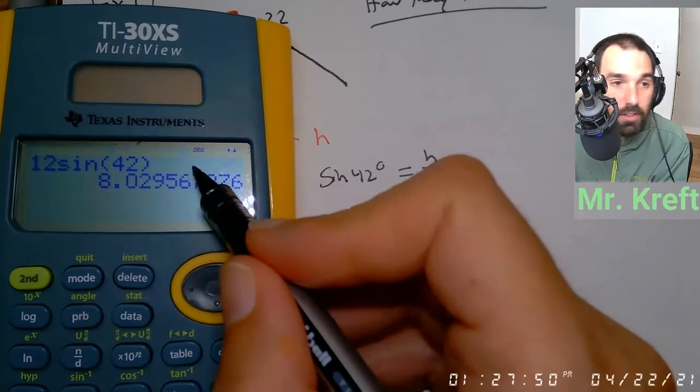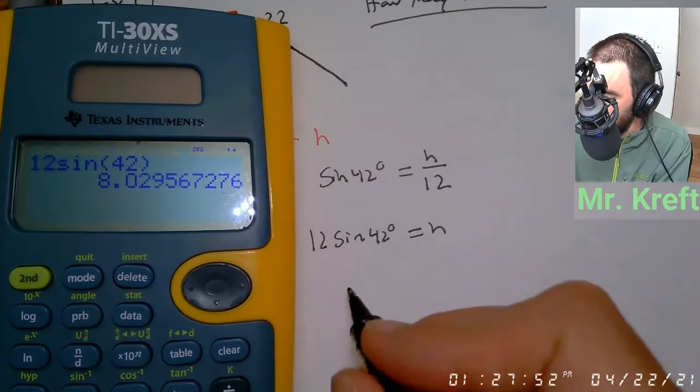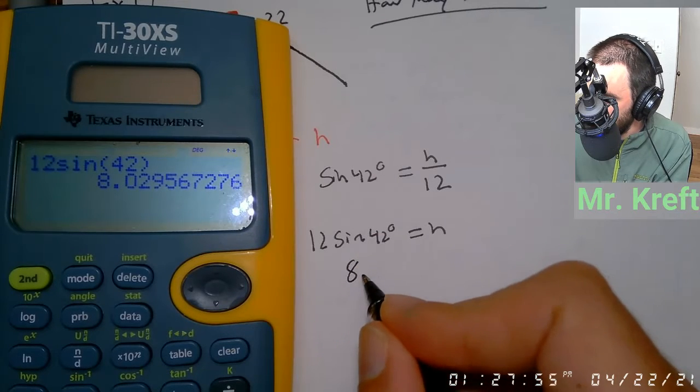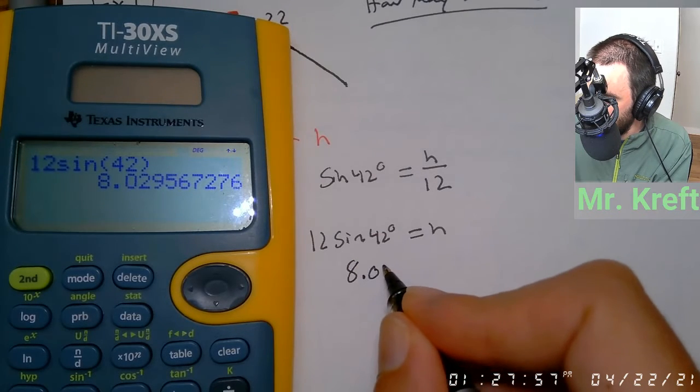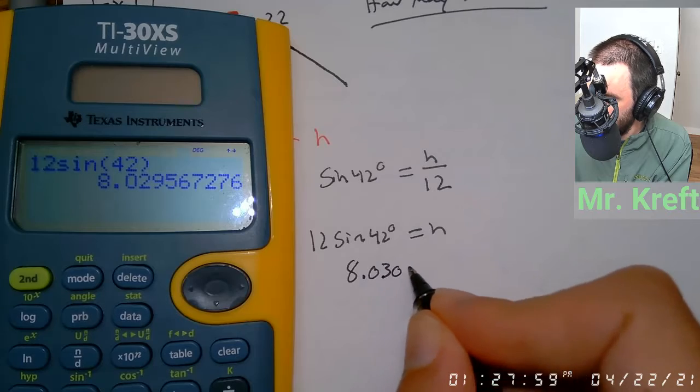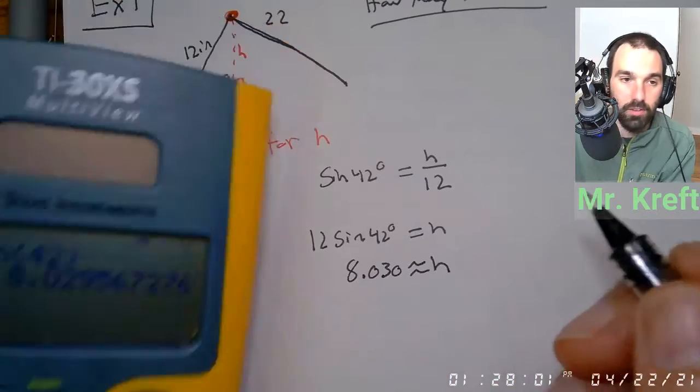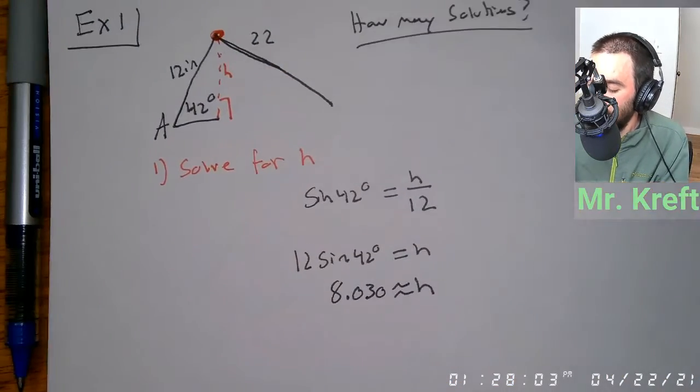And make sure you're in degrees, right? We got to be in degrees. So I get the height is approximately 8.03. Okay, so that's approximately my height.